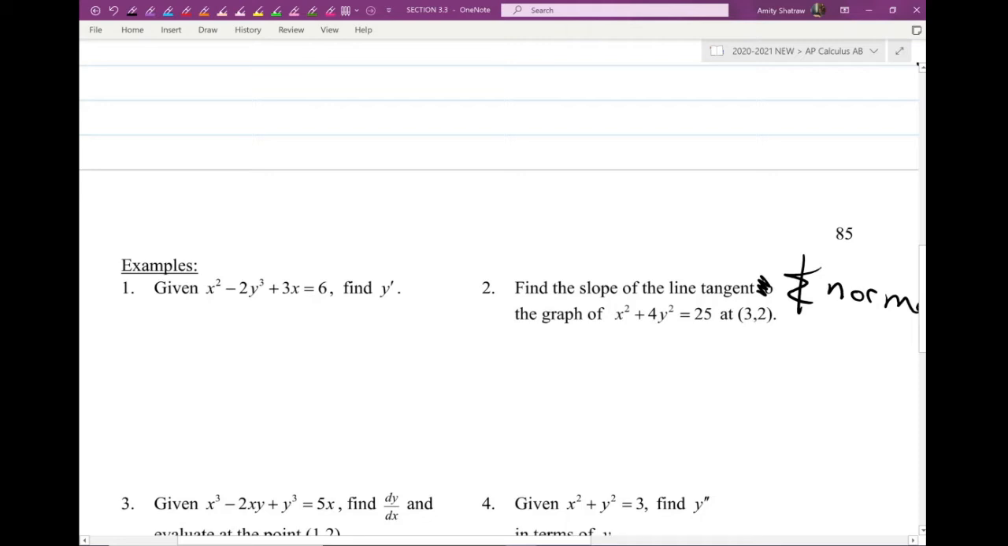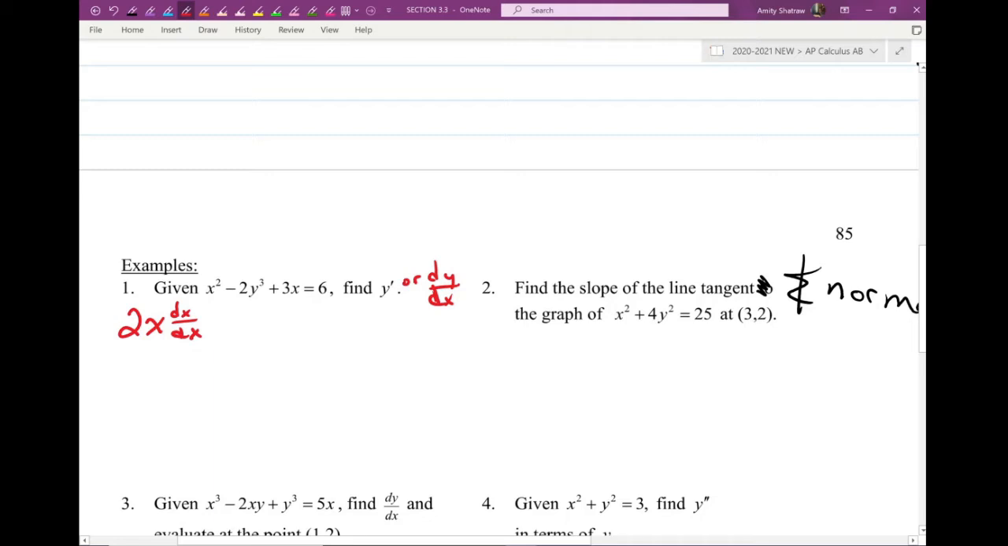Example number 1 says find y prime, and I will mention you could see this where it says find y prime, or you could see it say find dy dx. And I'm going to use my dy dx's, okay? Here we go. So given that x squared, if I want to take the derivative of it, I'm going to get 2x dx dx, just to remind myself that that's what I'm looking for.